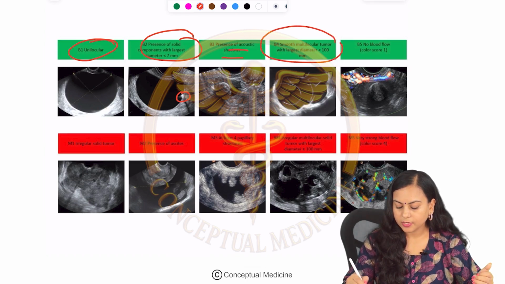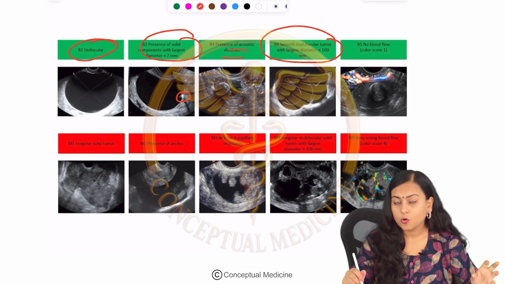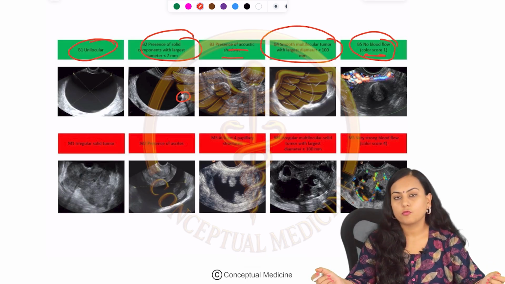There is a smooth multilocular tumor, but the size of the whole mass is going to be less than 100 millimeters, and there is no blood flow. That is, they have given only a color score of 1, right?